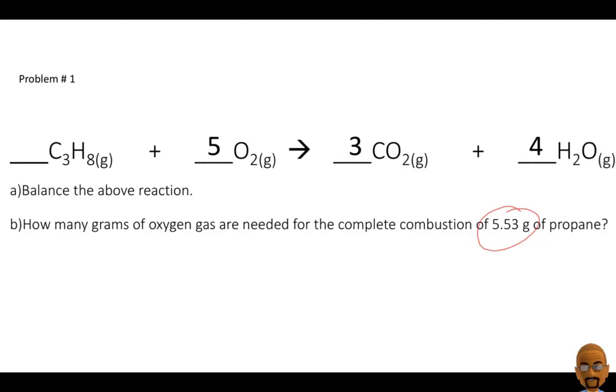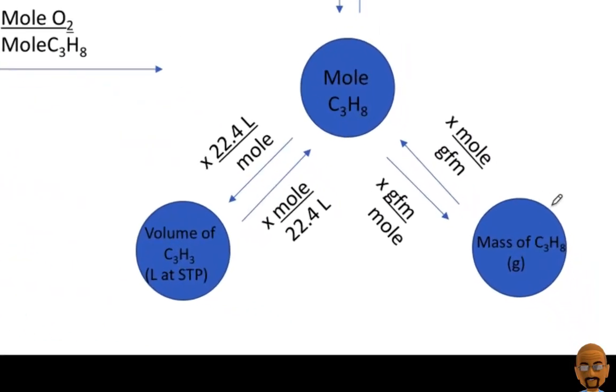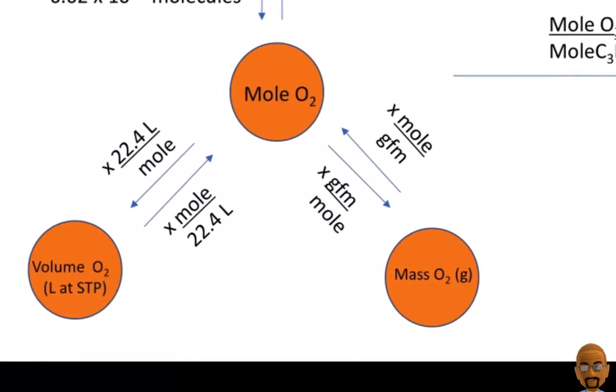At this point, we can actually go about trying to answer the question about how many grams of oxygen gas are needed to complete the combustion of 5.53 grams of propane. So if we look at the mole map, we see that we're given a mass. In particular, we're given a mass of propane, and we need to figure out some way to get over to number of grams or mass of oxygen.